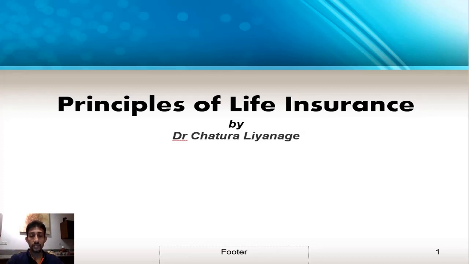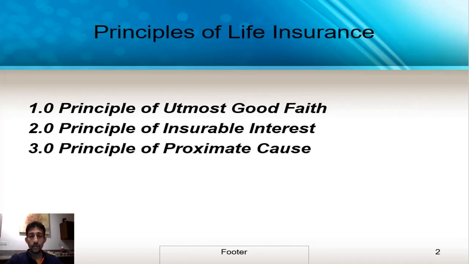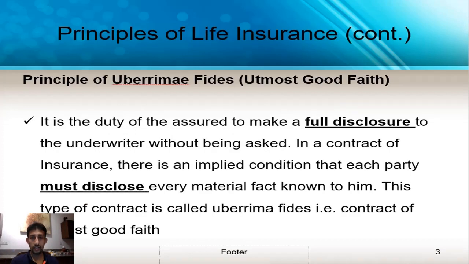There are many principles that we identify in insurance, but when it comes to life insurance especially, there are three principles that we should learn. What are these principles? Principle of utmost good faith, principle of insurable interest, principle of proximate cause. So let's learn the first principle, the principle of utmost good faith.